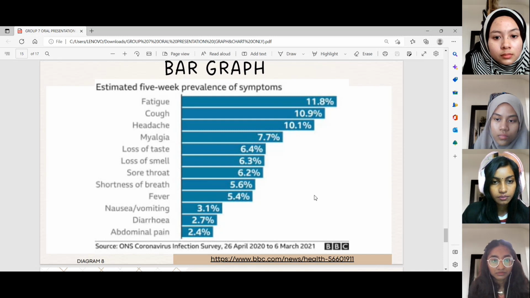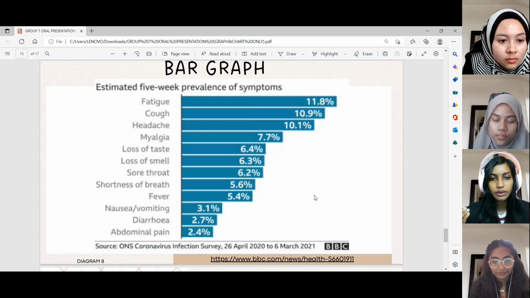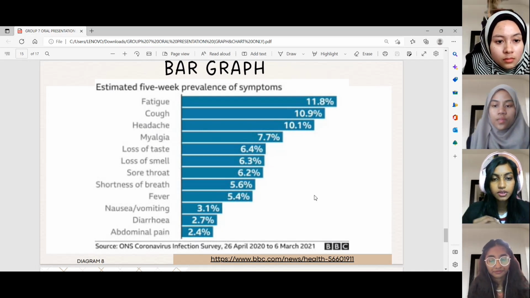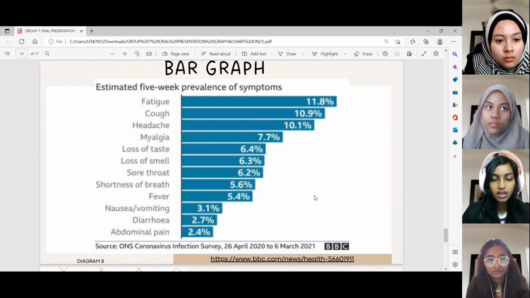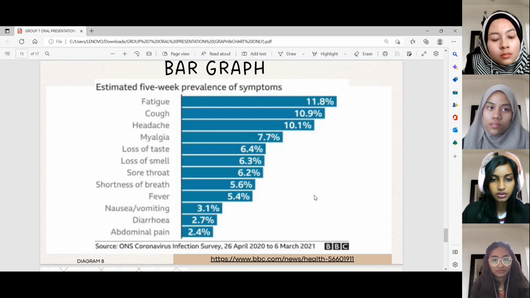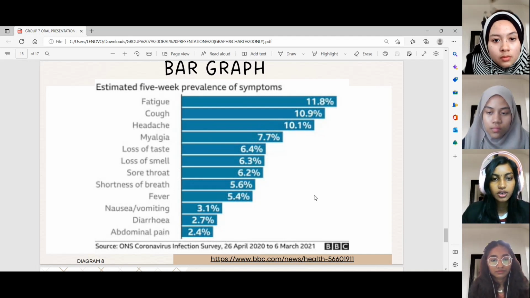As for the comparisons, the percentage of people affected by fatigue was a great deal higher than abdominal pain. The percentage of sore throat was fractionally lower compared to loss of smell. The percentage of myalgia was slightly higher compared to shortness of breath. It can be concluded that the most popular COVID-19 symptom was fatigue and abdominal pain was the least popular symptom.